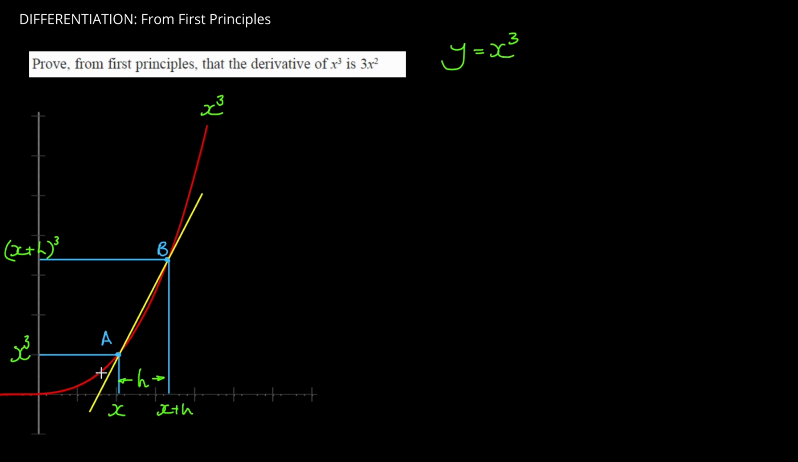So what would the gradient of that line be? Well, the gradient is rise over run, which in this case, the rise is this y value minus this y value. So it's x plus h all cubed minus x cubed. And this is divided by the run. Well, the run is simply h. We've got to multiply this out.